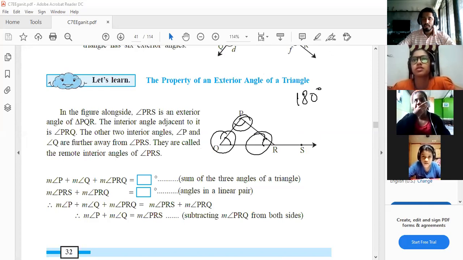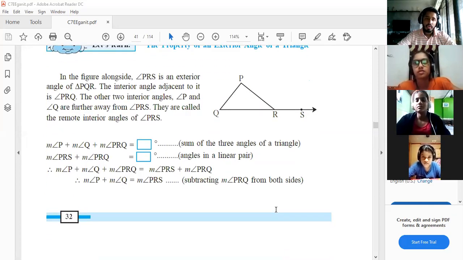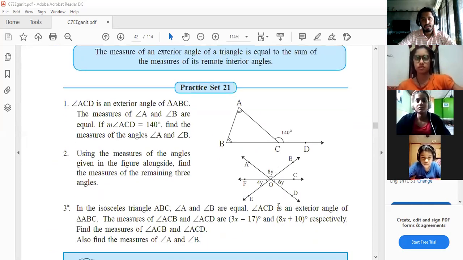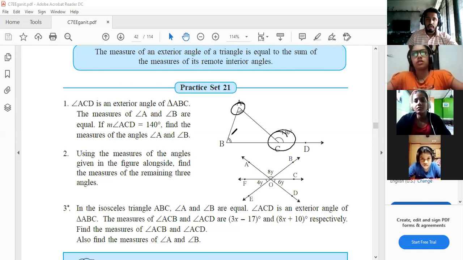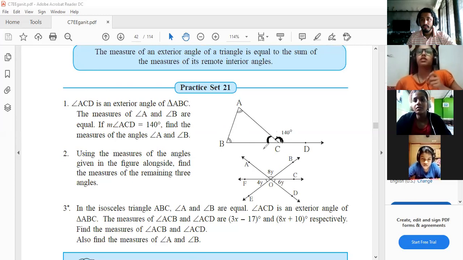Very good. Since you all know both of these, now we can go to the last part of our practice. Let us take one example. See the first example. ACD is an exterior angle, and this angle is given as 140. We have to find angle A and angle B. Now we'll do it step by step. If this angle is 140, how can we find this angle? Can anyone tell me? Let me see who's smart. Yes, Avni. Sir, by the linear pair. Superb, lovely.